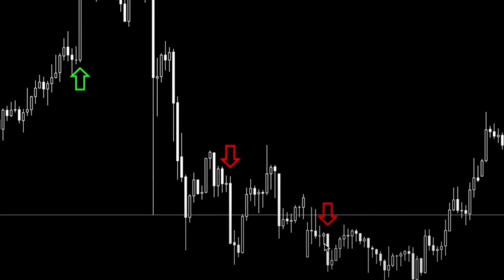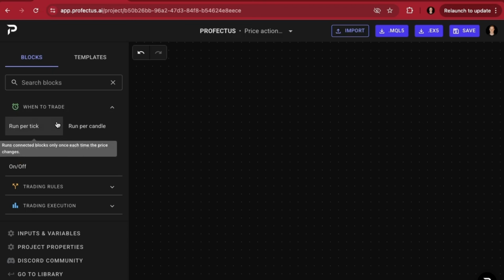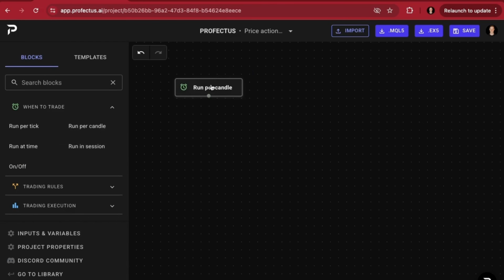Same here: an imbalance candle with a small body, a lot of wick, and then a following candle with a strong movement to the downside. Another example now for the upside: here we see pretty much only wick, almost no body, and then a strong movement to the upside, again marked with a green arrow. So this is pretty much how we imagined it. The first block we need is simply run per candle on top.